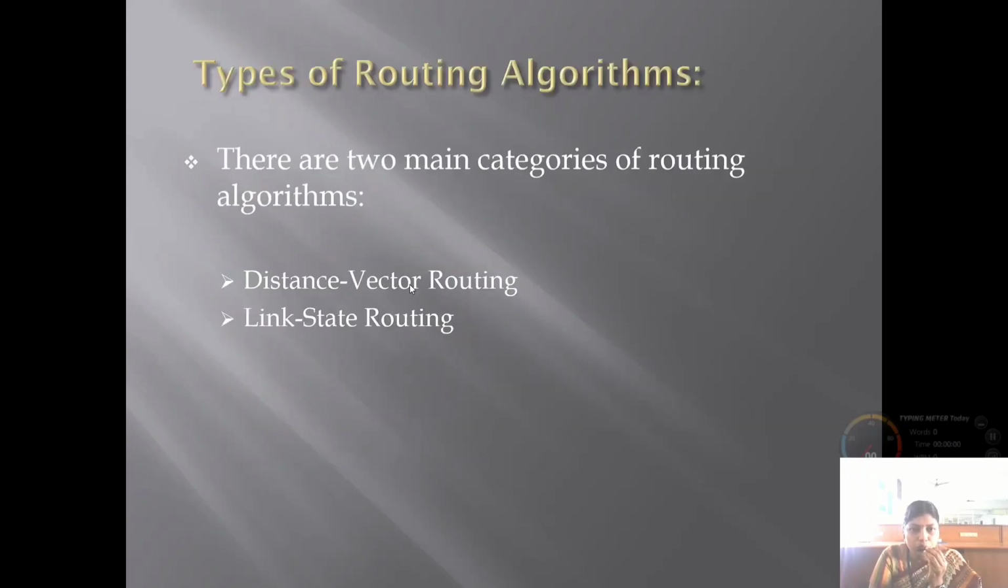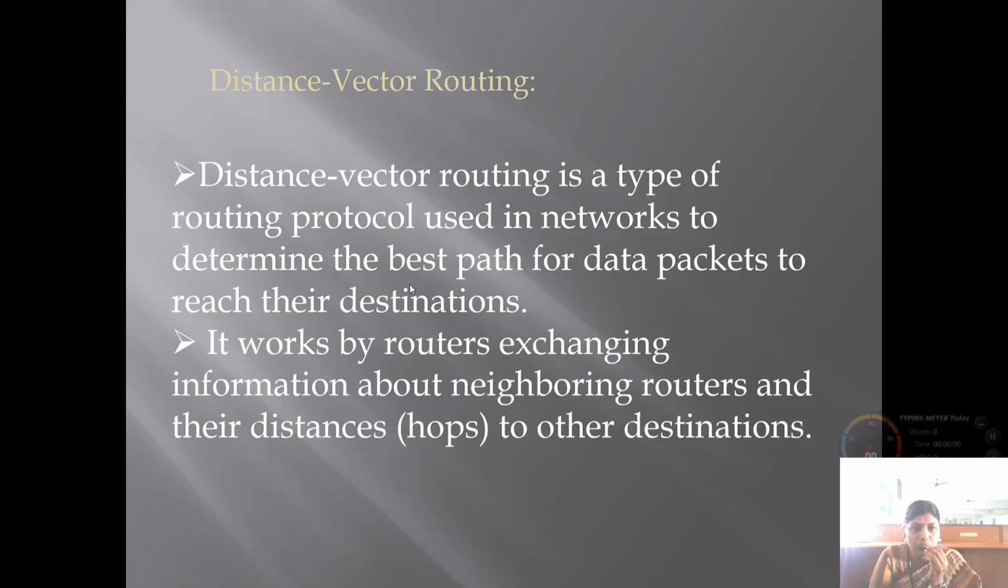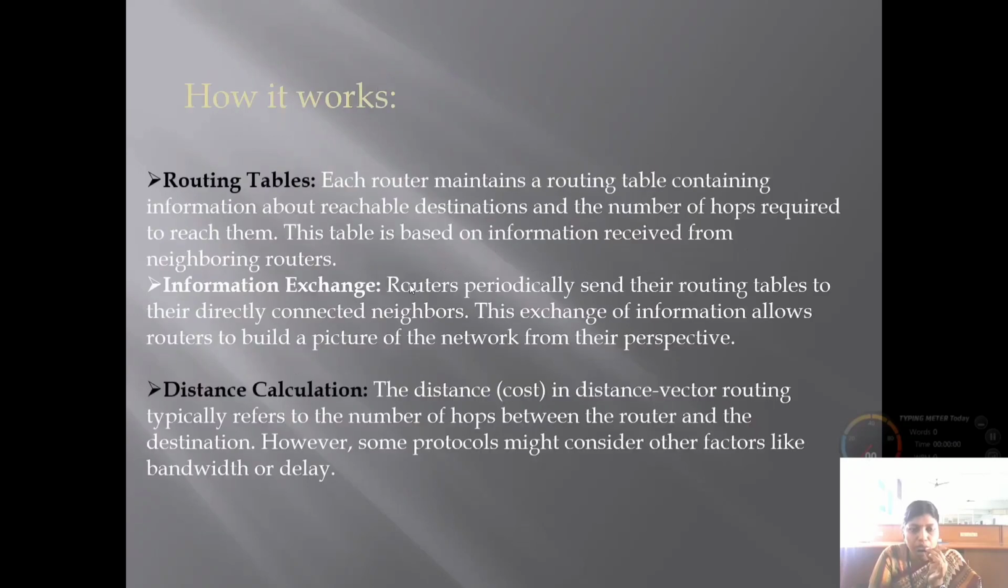There are two types of routing algorithm. It has been categorized into two. One is distance vector routing, another is called link state routing. First we are going to see distance vector routing, to find the shortest path. Distance vector routing is a routing protocol used in networks to determine the best path for data packets to reach their destination. It works by routers exchanging information about neighbor routers and their distance to other destinations. So we are going to find the shortest path and analyze how it works.